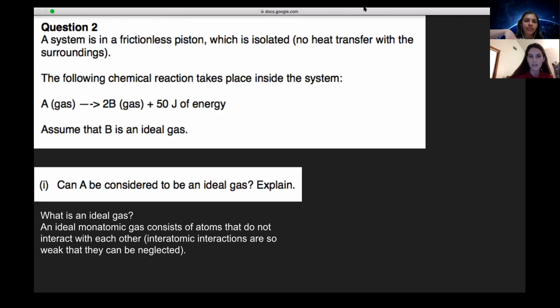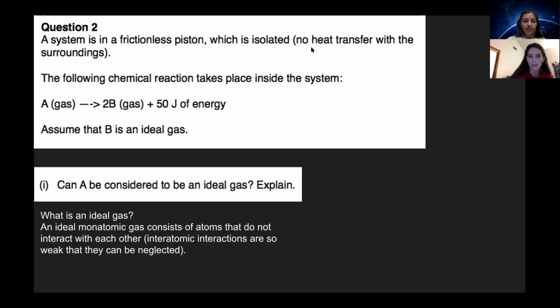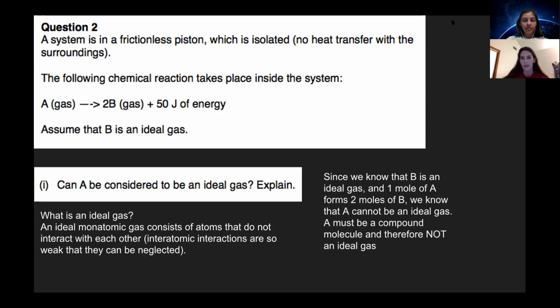Would it be the fact that the 2B is twice the moles of A? Yeah, exactly. So you know that B is an ideal gas, and you know that 1 mole of A is going to form 2 moles of B. So you know that A can't be an ideal gas because that means it's a compound molecule, because it's breaking up into smaller pieces.